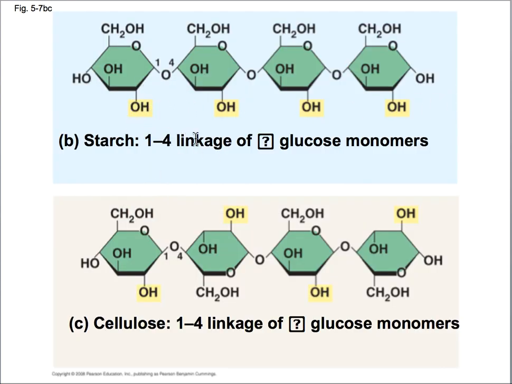This is called 1,4 linkages. So this is number one carbon, right? There's an oxygen. That would be 1, 2, 3, 4, 5. This is a pentose. It's got 5 in there. So now carbon 1 and carbon 4 are connected together. Starch is a 1,4 linkage of alpha glucose monomers.